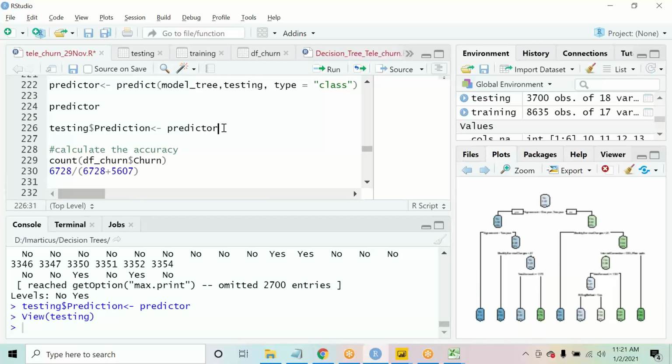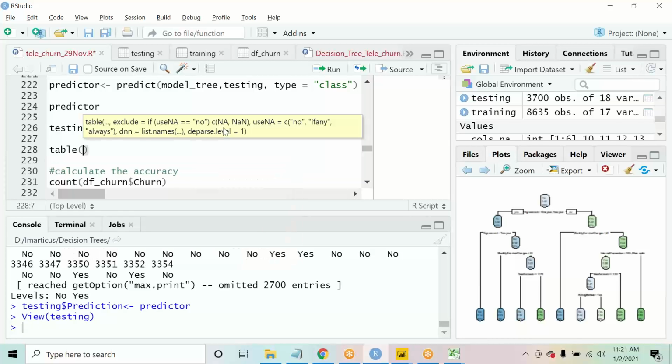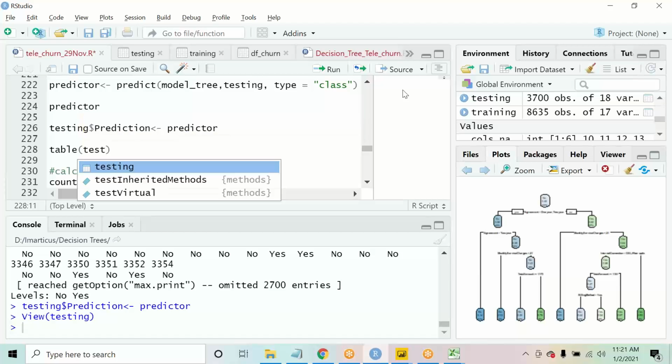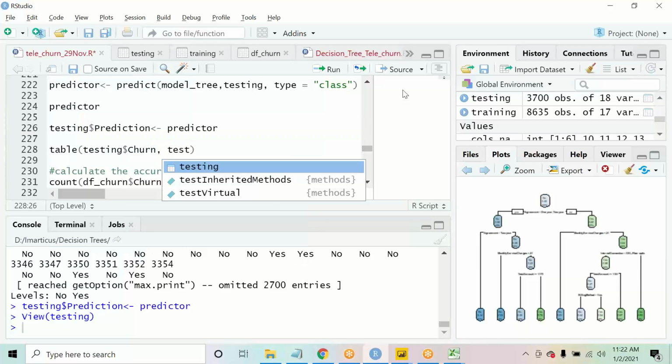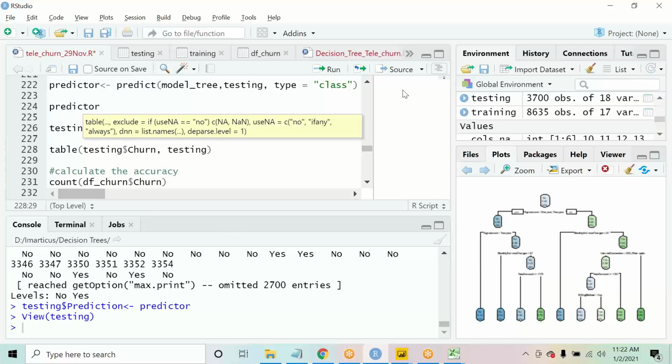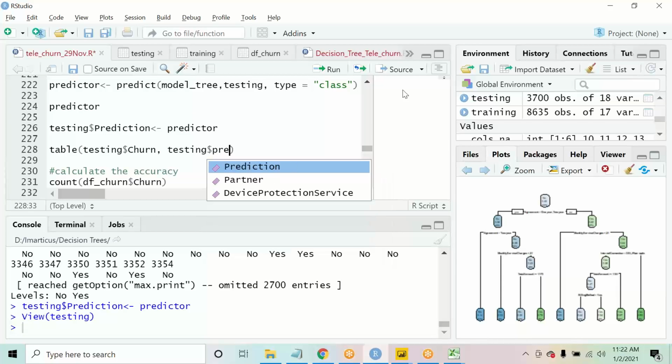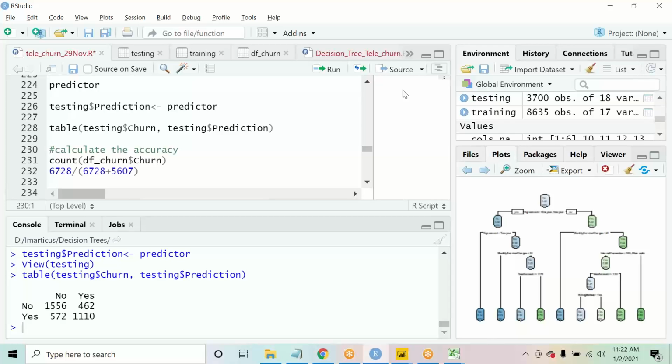Okay, let us create a table on that. So I would like to create a table in which I will use testing dollar churn and testing dollar prediction. So this is the number that we are getting. Okay, so if I just add up these numbers, right? Actually, I will just show you a function for doing that.